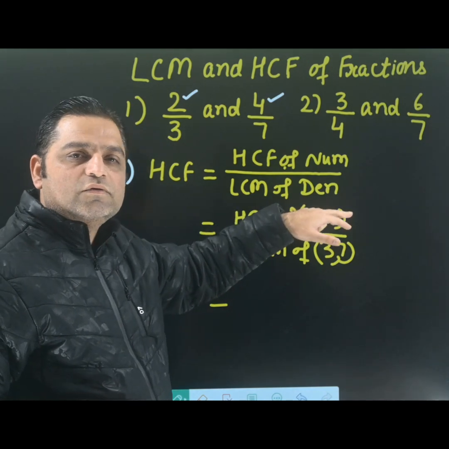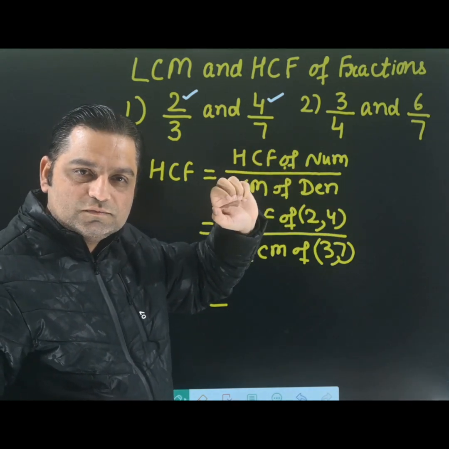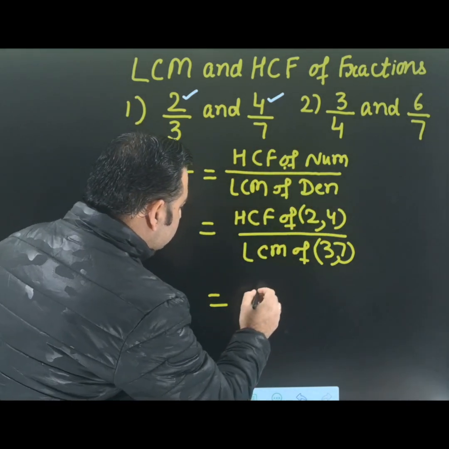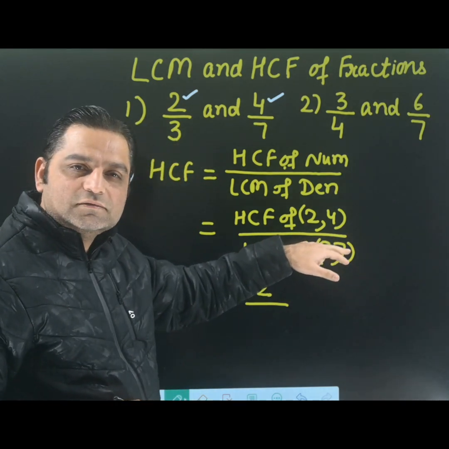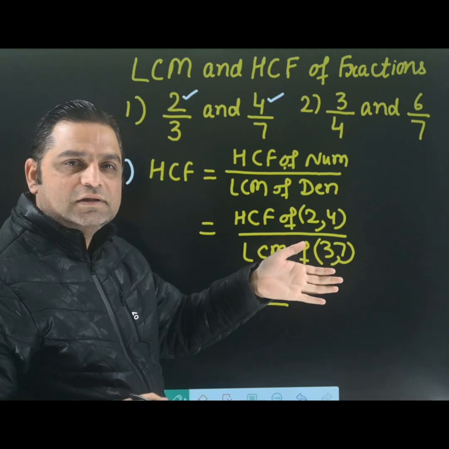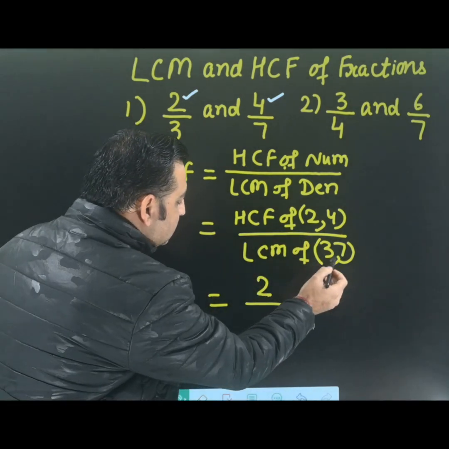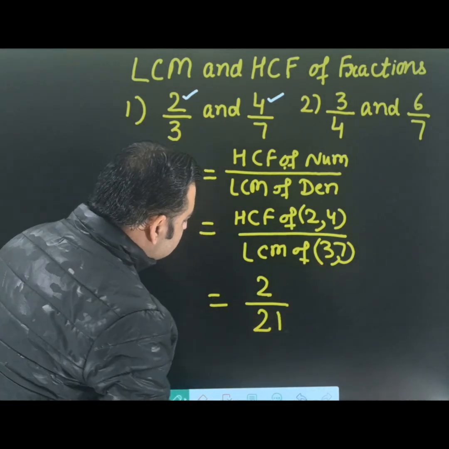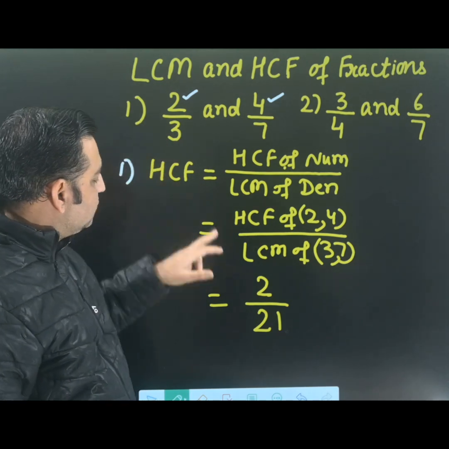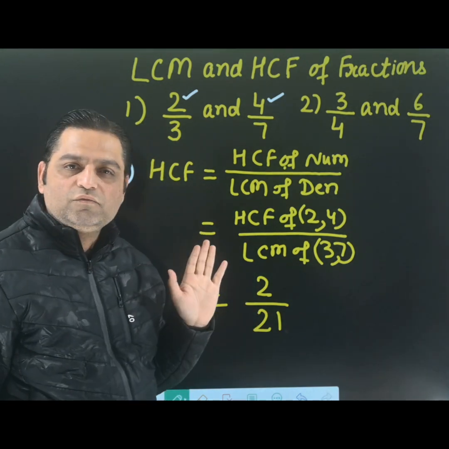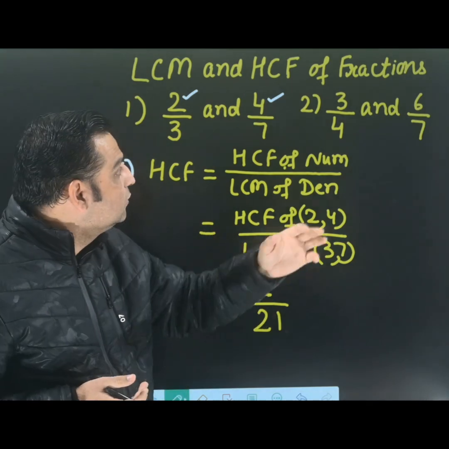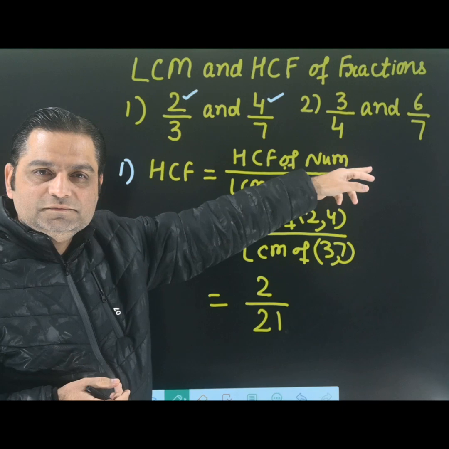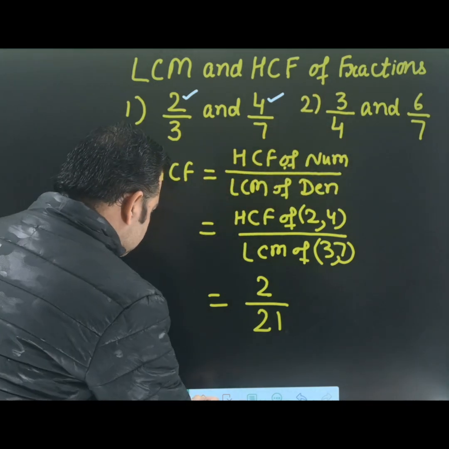So 2 and 4 both are divisible by 2. So highest common factor of 2 and 4 is 2. LCM of 3 and 7, both are primes. In that case, we just multiply them. LCM of 3 and 7 is 21. So HCF of first part is 2 upon 21. I have done first question, both parts, HCF and LCM both. Second question is still there. You can also try out second question.